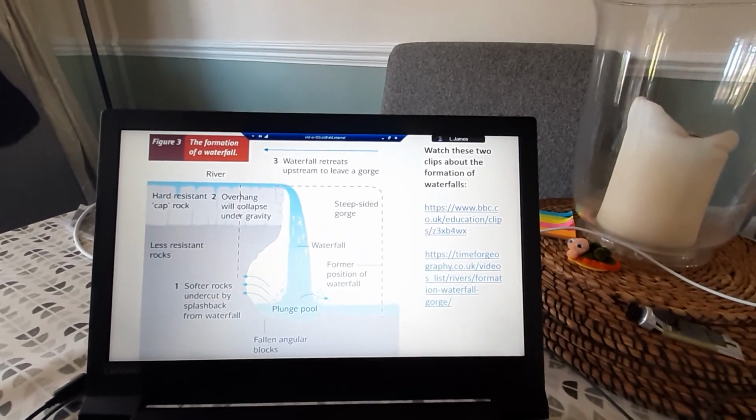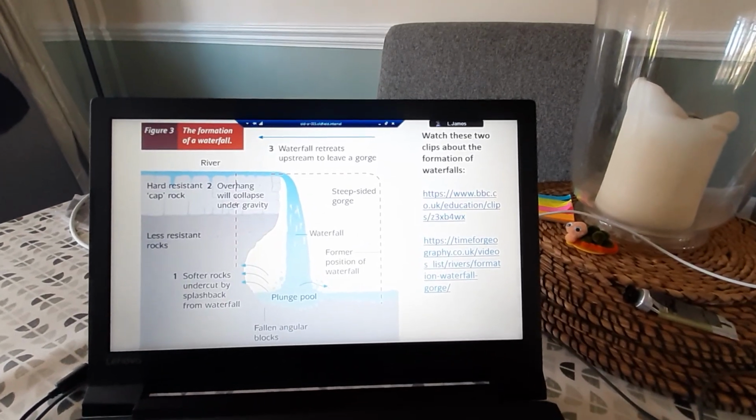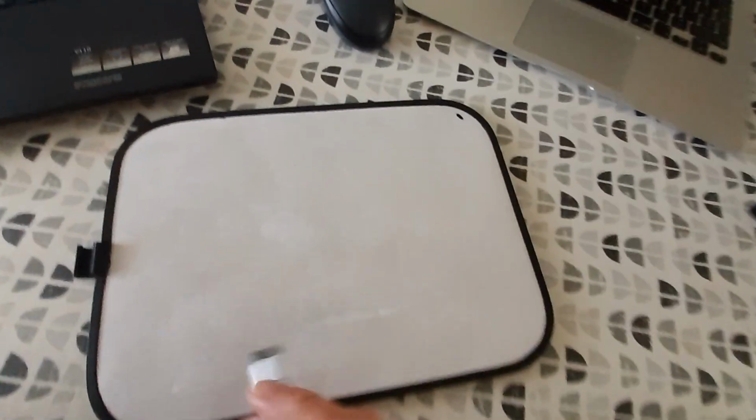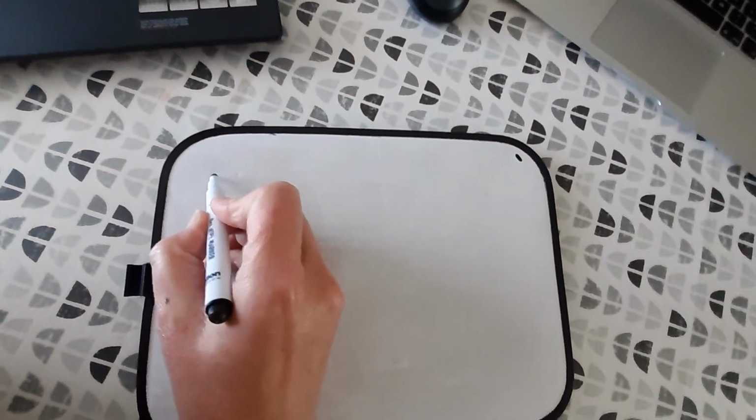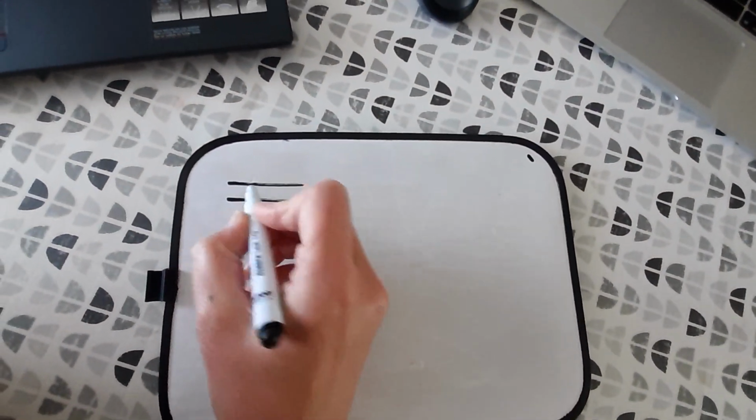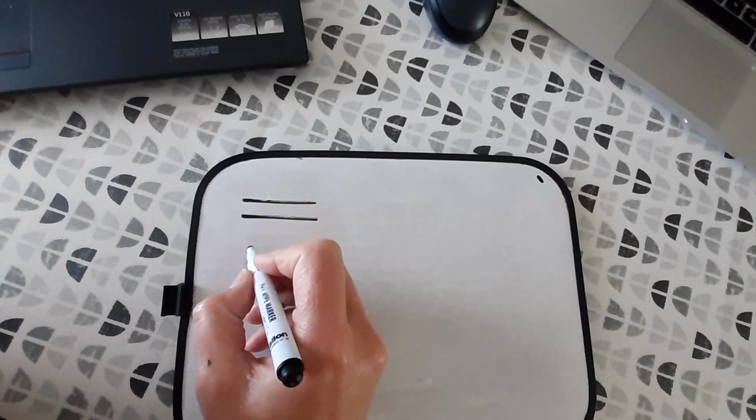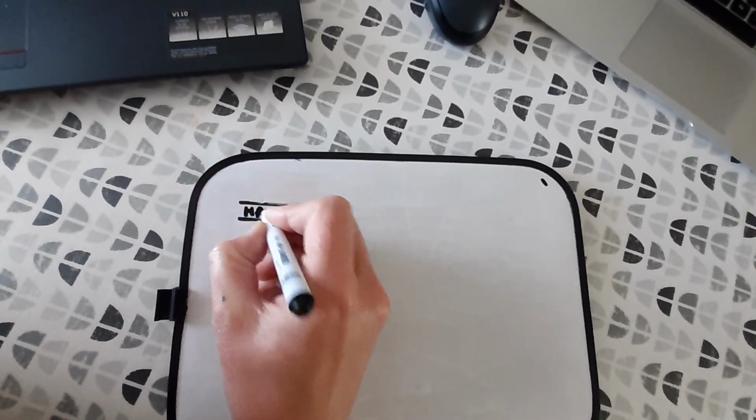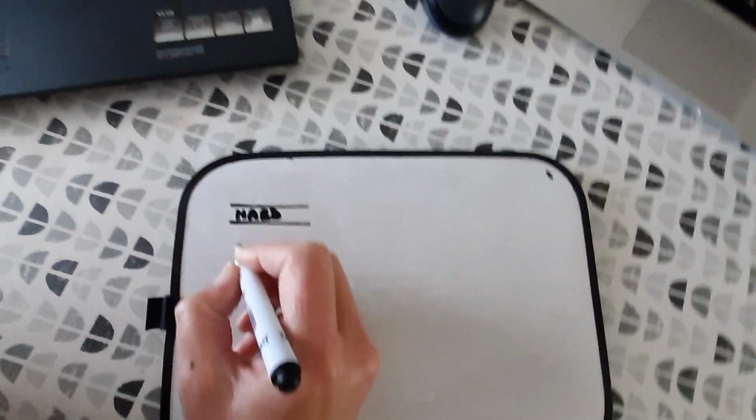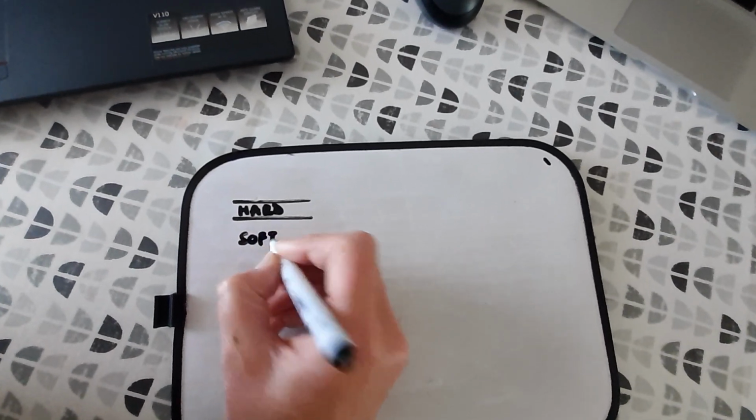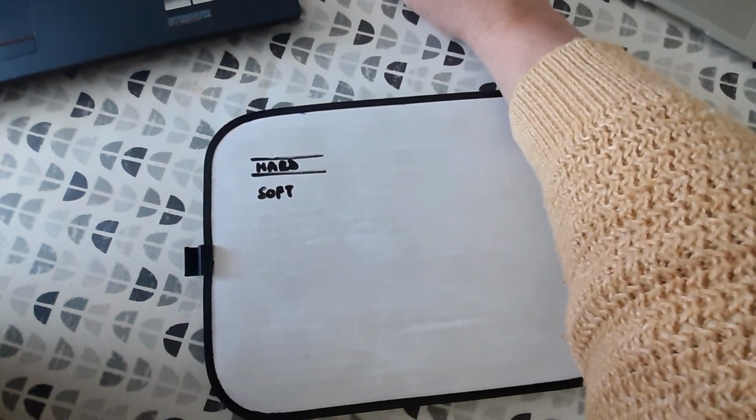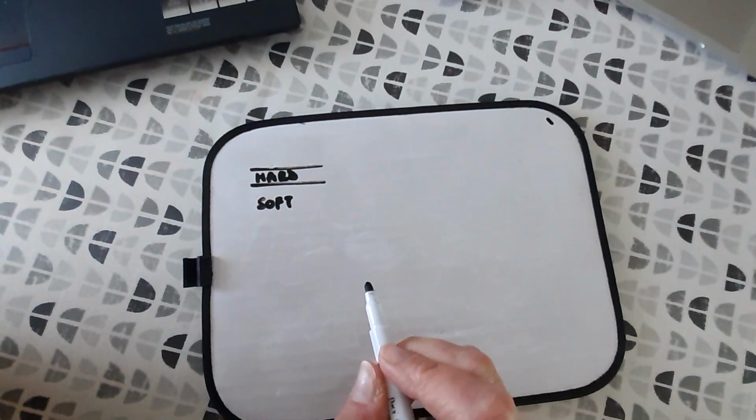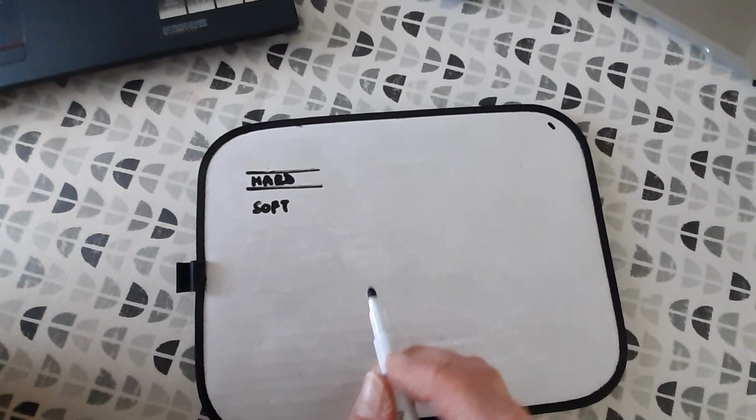Okay, waterfalls form in the upper course of a river. And usually, I'm going to go onto my whiteboard now, usually waterfalls form in areas where you've got a layer of hard rock here. This pen's a bit fat for doing this. On top of a layer of softer rock. So the hard rock withstands erosion more easily than the soft rock does. And the soft rock erodes more easily.